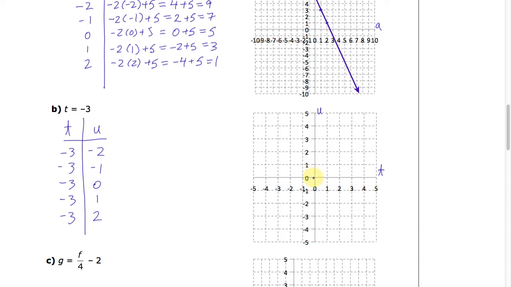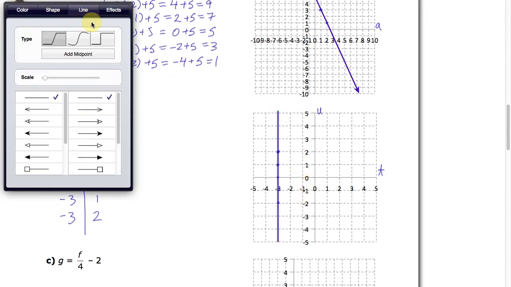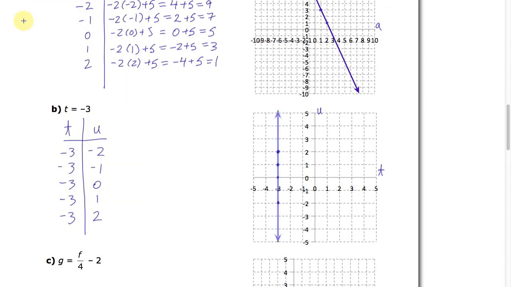So now let's put each one of these ordered pairs on the grid. Sorry, we're supposed to be looking at negative 3, negative 2. Negative 3, negative 1, negative 3, 0, negative 3, positive 1, negative 3, positive 2. And you can see the pattern here, which is that all of these points are lying on the same vertical line. And now I can indicate that this line continues on in both directions by putting arrows on the ends.